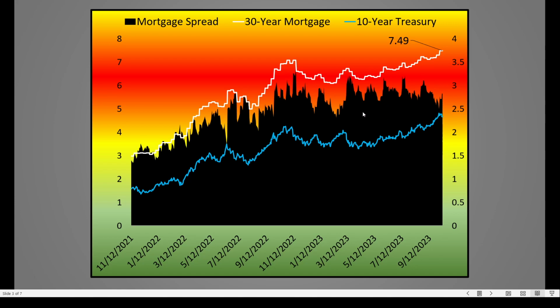Now, the black area chart in the background represents the mortgage spread. It represents the difference between the white line and the blue line, the 30-year mortgage rate and the 10-year U.S. Treasury. So we can see at times when the 30-year mortgage is further away from the 10-year U.S. Treasury, its mortgage spread increases. Currently, we're around 2.75%, which very simply means the 30-year mortgage is about 2.75% above the 10-year U.S.